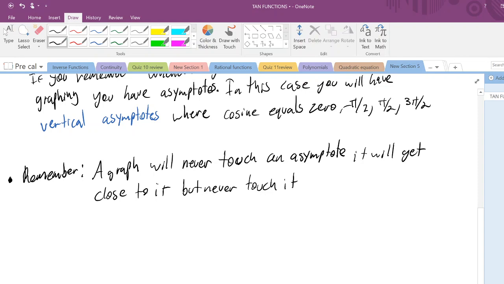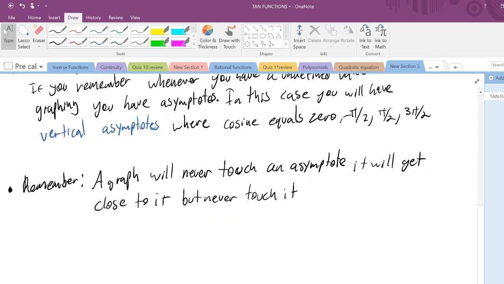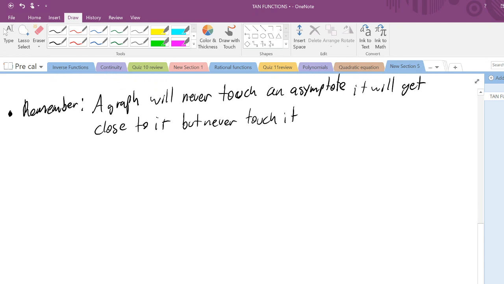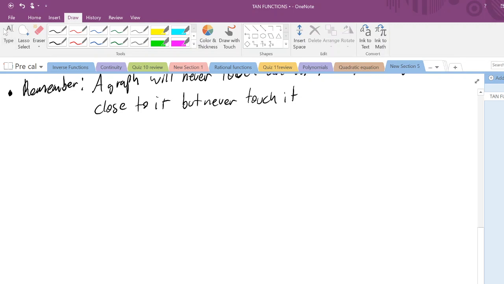Now, we have many different points that we need to worry about. We already have zeros at negative pi, 0, pi, and 2 pi, and we have asymptotes at negative pi over 2, pi over 2, and 3 pi over 2, because that's when cosine is equal to 0. Now we have to put those points together, and we have different intervals. We have 6 different intervals.